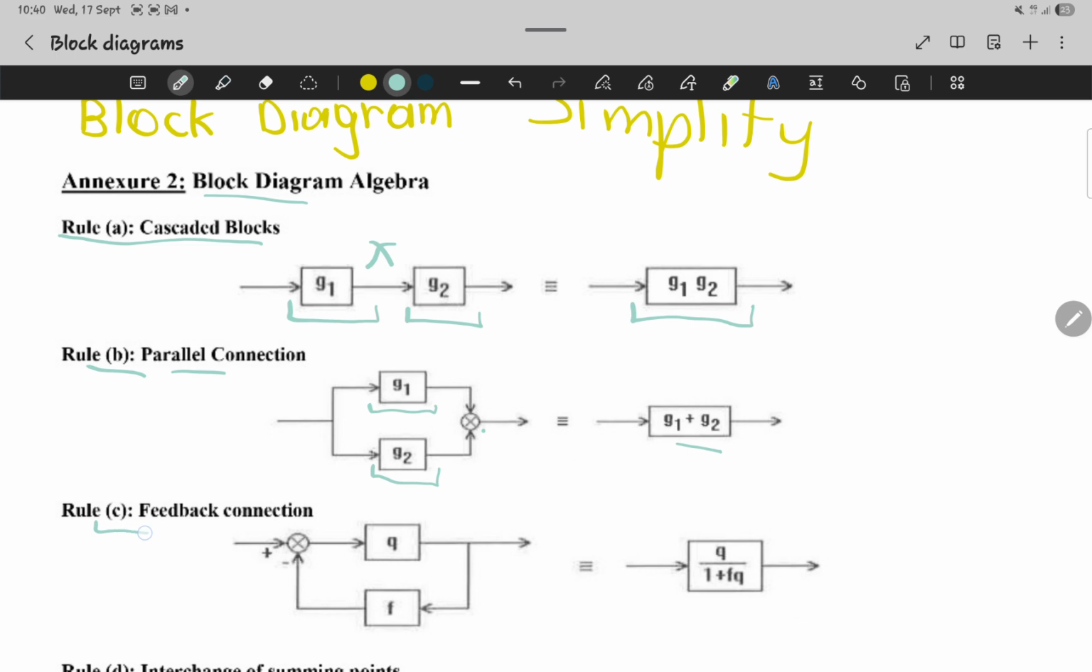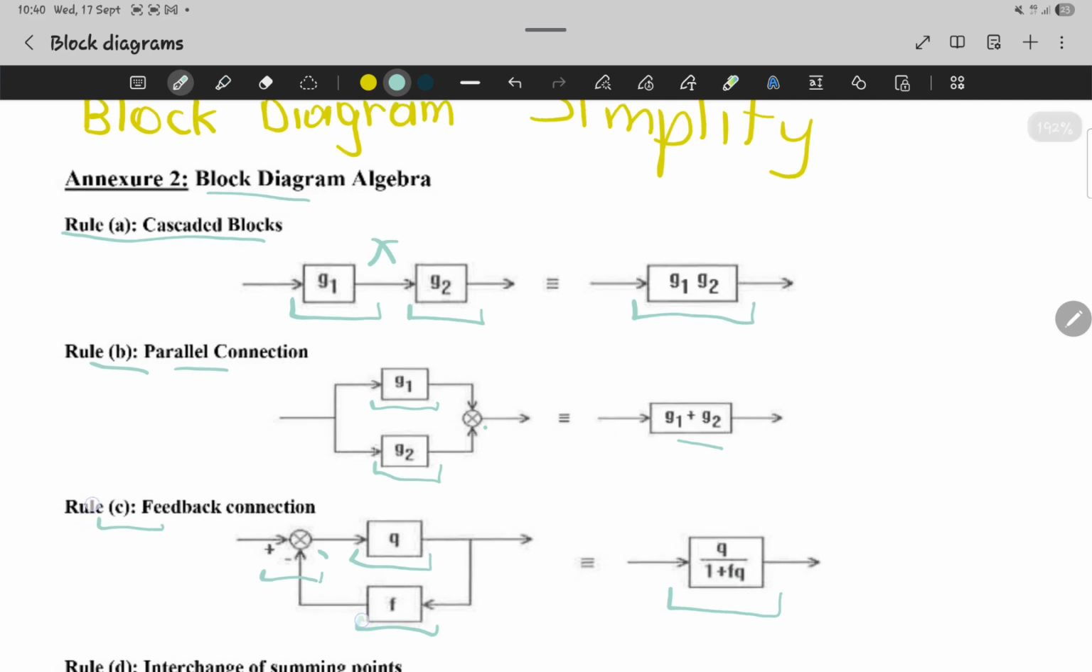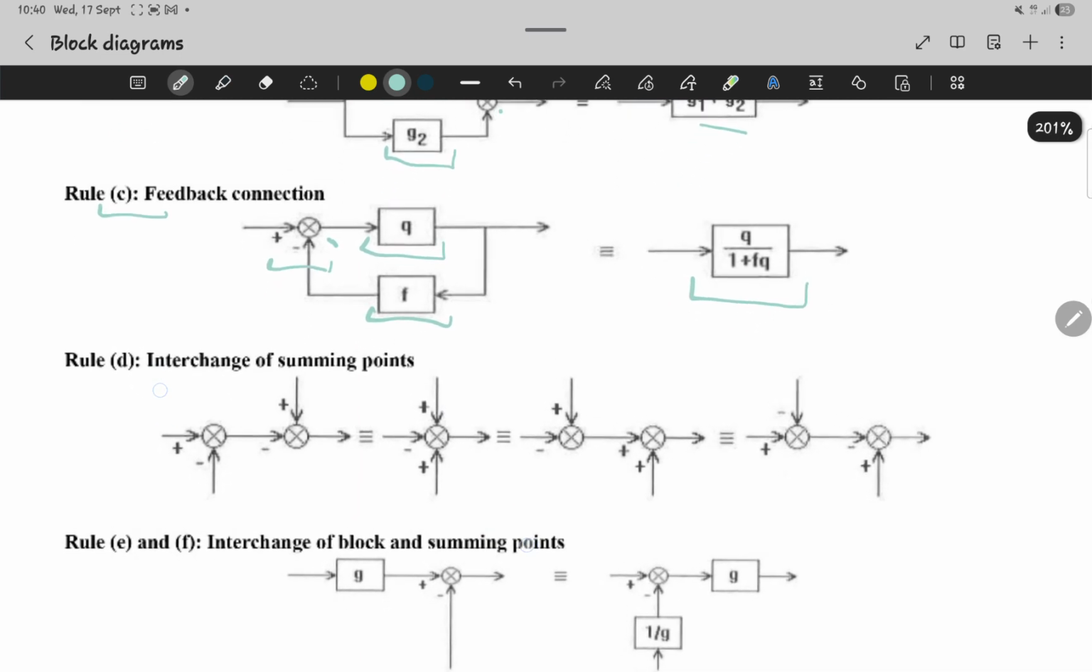Okay, now rule C, it's the feedback connection. When the summer is before, and we have this representation with two blocks, Q and F, this is going to give us one block, which represents them in this form: Q over 1 plus F times Q. Okay, let's go and see more rules.